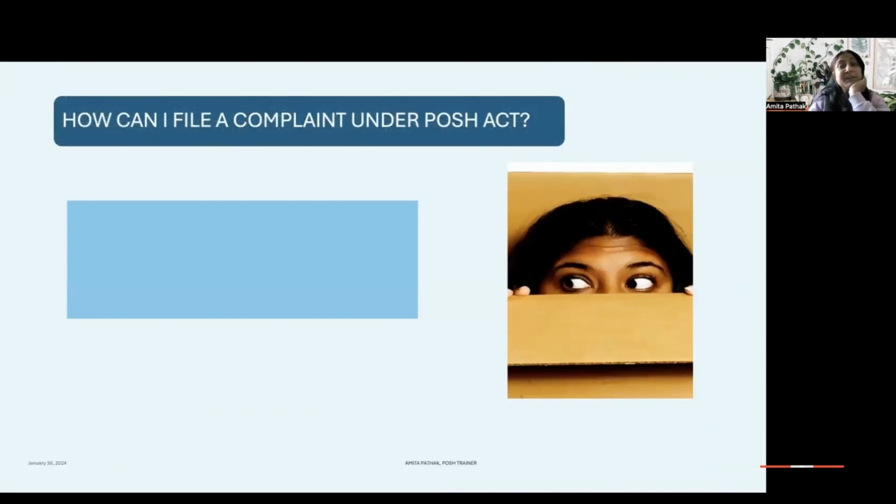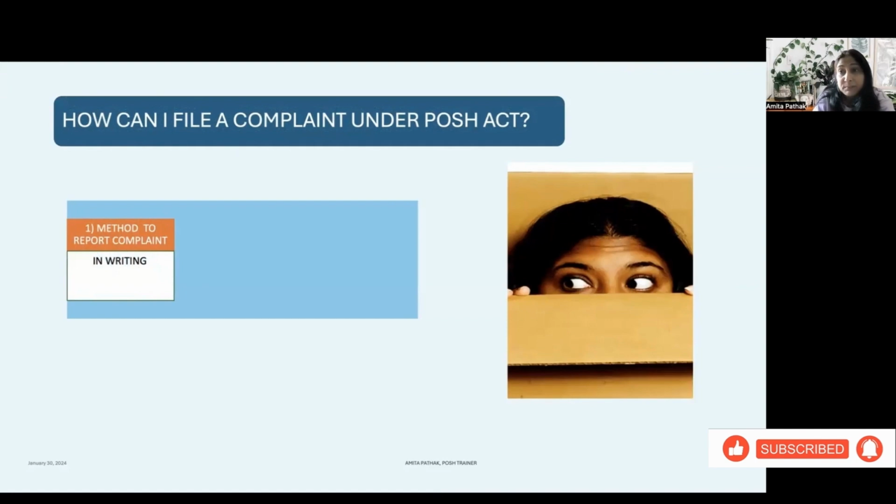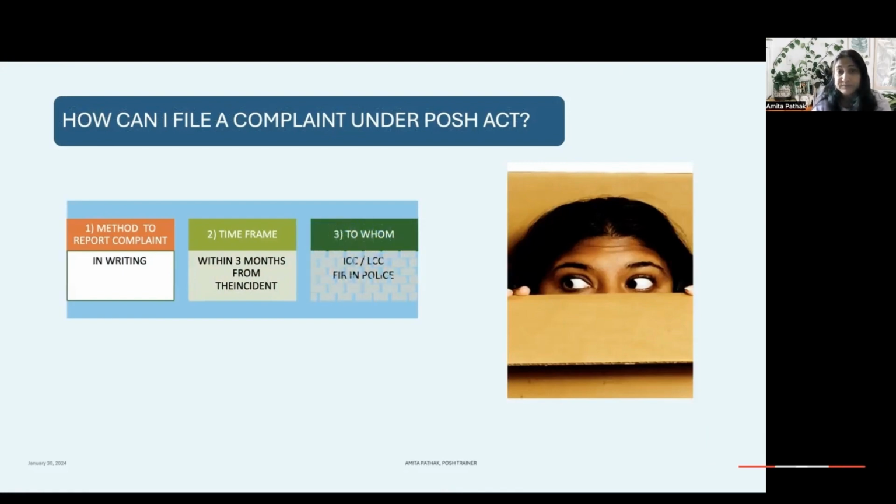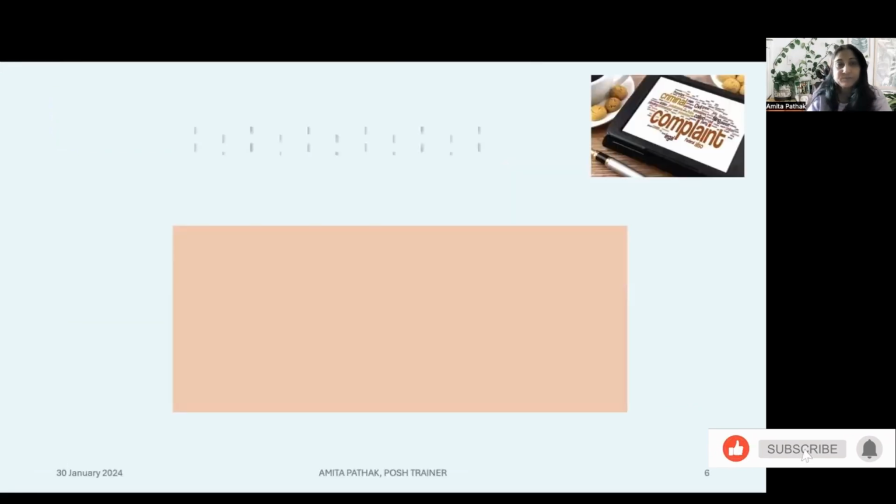How can I file a complaint under the POSH Act? What's the procedure to file a complaint? What's the method to report a complaint? So dear friends, the complaint should be in writing. What's the time frame to raise a complaint? The complainant can raise a complaint within 3 months from the incident. To whom? Definitely to the ICC or LCC committee, or if you want to file an FIR, that is also possible. So these are the different ways the complainant can make a complaint.